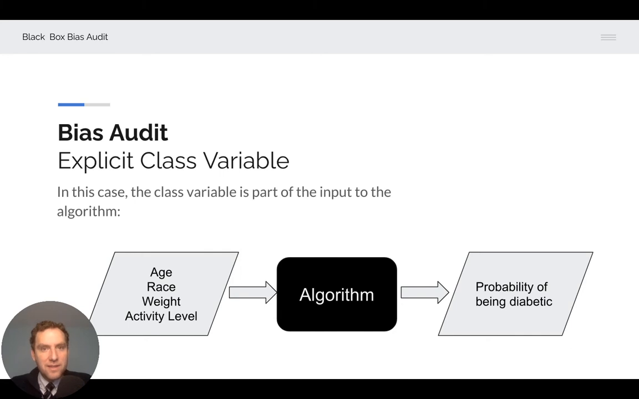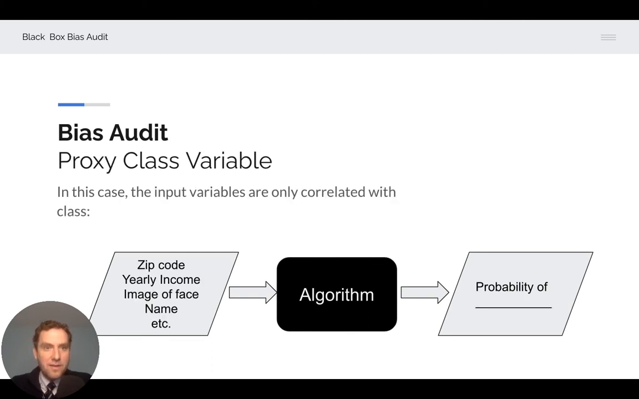In most cases, this is not the case. Because engineers are aware of the fact that biases could happen, most of the time, unless it's relevant for the task, they go through a lot of work to get rid of those class variables. Okay, and so most of the time it's not this simple. Another way you could do it is to encode the classes through a proxy variable. So in this case, the inputs are only correlated with class. Okay, so zip code is a really common one. It's been found, especially in the United States, but this is true just about anywhere, that zip code and race are correlated.